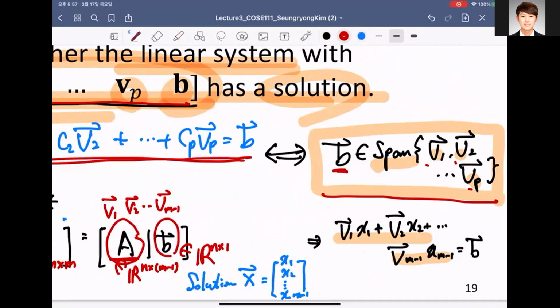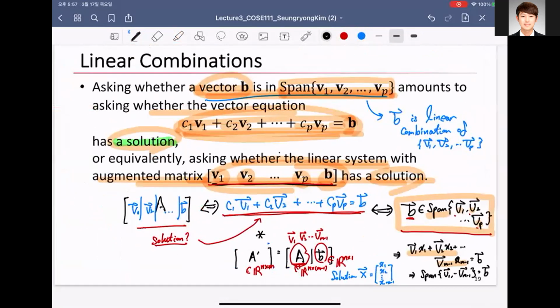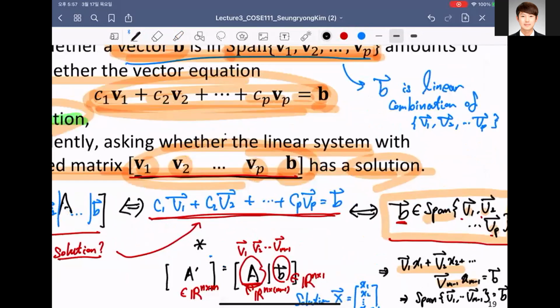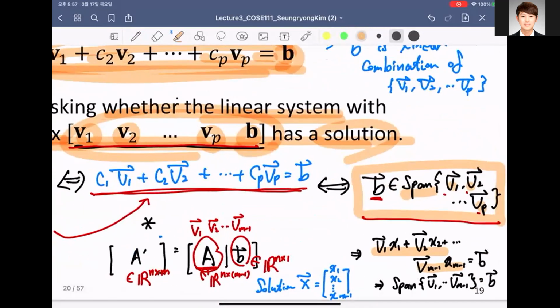Then it's going to be span of v1 through v m minus 1 is equal to b. Okay. In other words, why do we have to know the span? Because our ultimate goal is to solve this linear system, right? We want to find our solution, this solution.